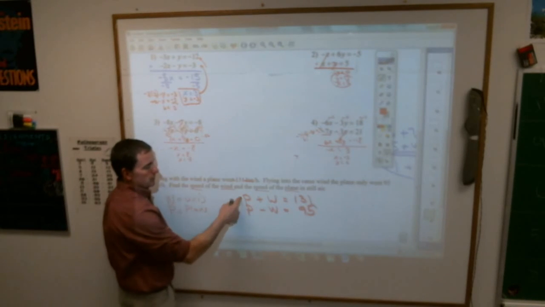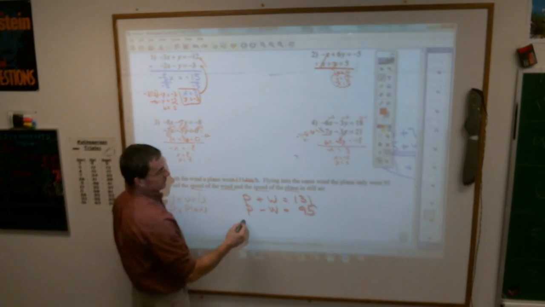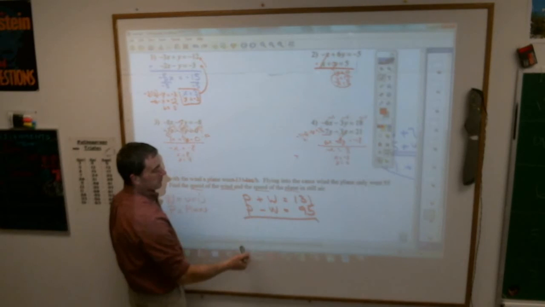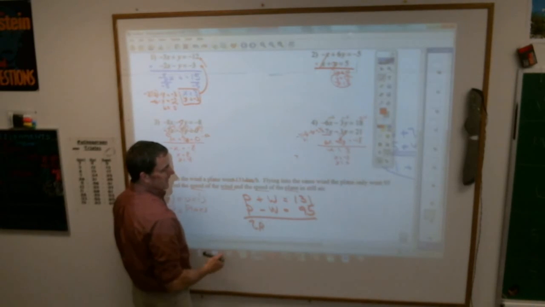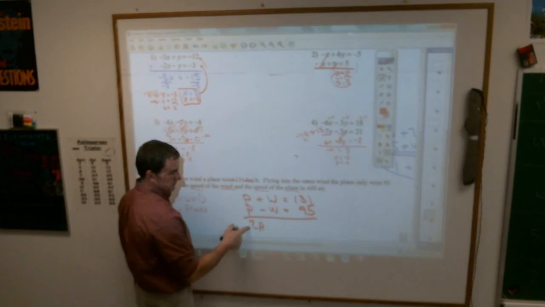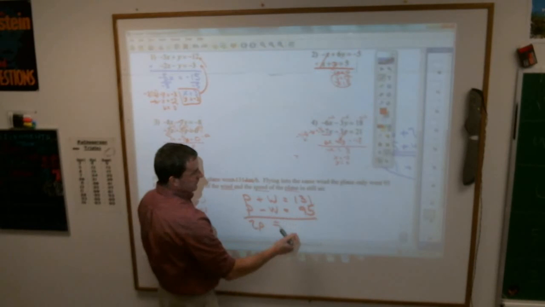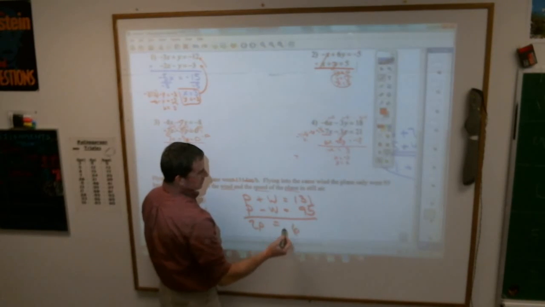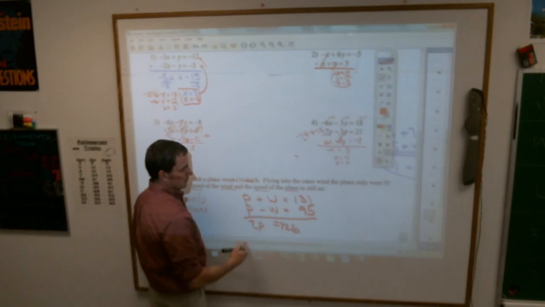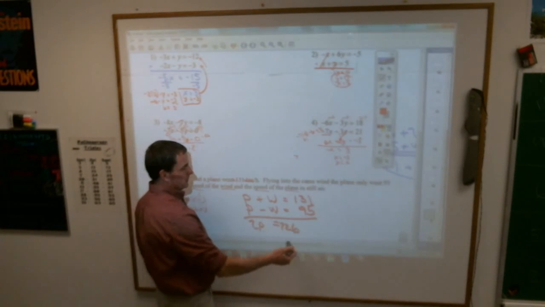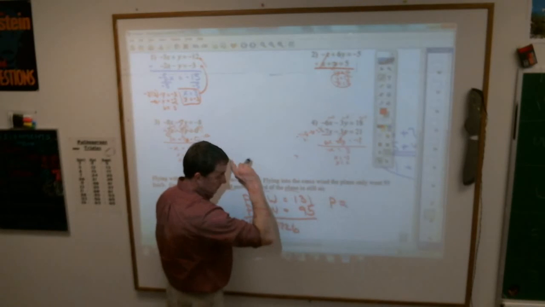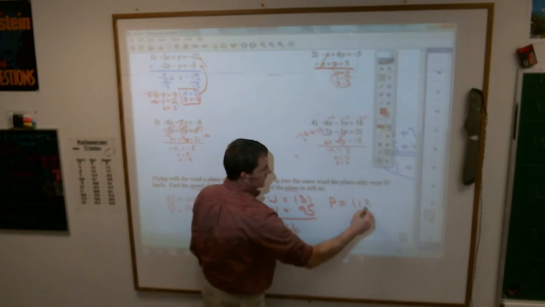And look, you get two equations that are opposite and everybody's happy because you can just add these together. 2p, or not 2p. Look, I have 2p. Adding 131 and 95 together, you get 226, I believe. So divide 226 by 2, the speed of the plane is going to be 113 km/h.